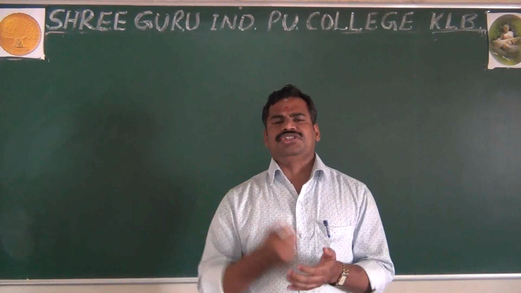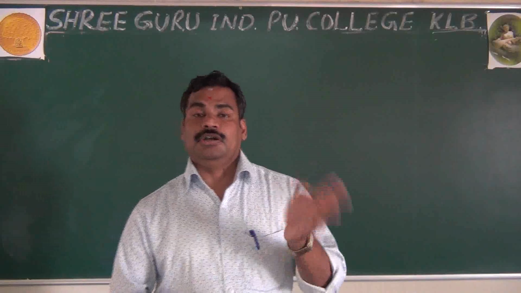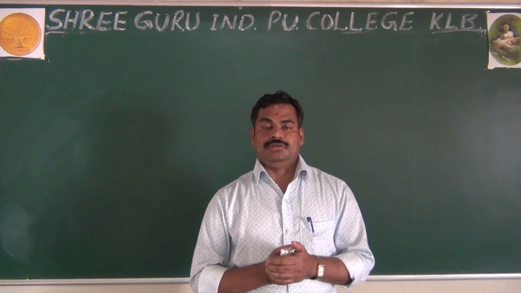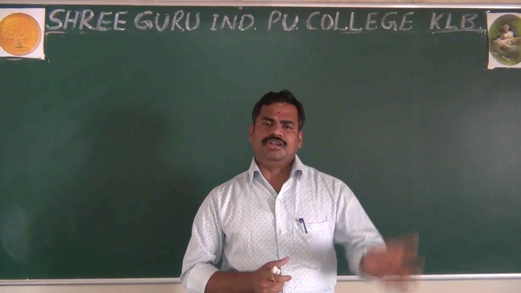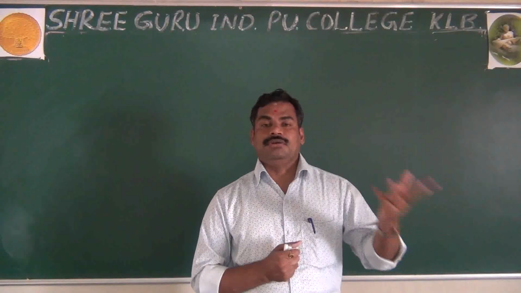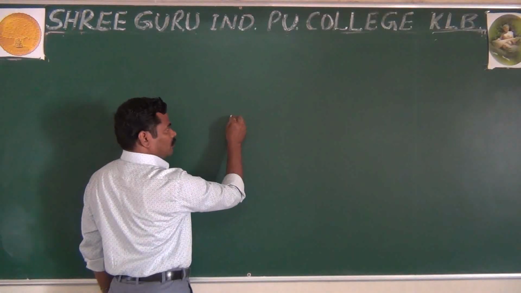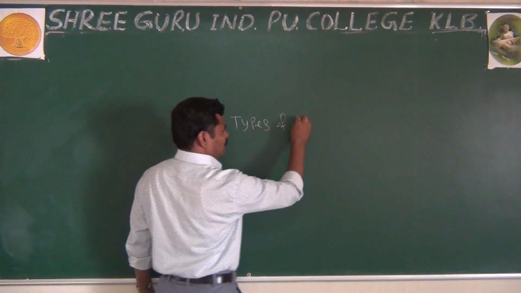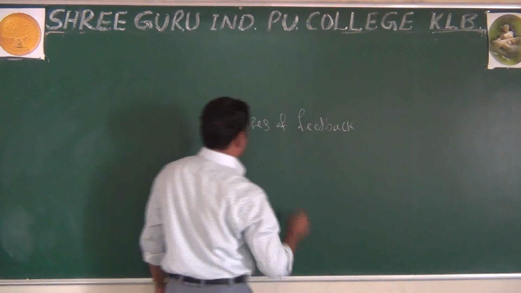And as I said, you have studied two types of feedback in the last class. Depending on the feedback, some of the output signal is given to the input, and that feedback signal may increase or decrease the input voltage or input signal. According to that you have done the classification. One is called positive feedback.